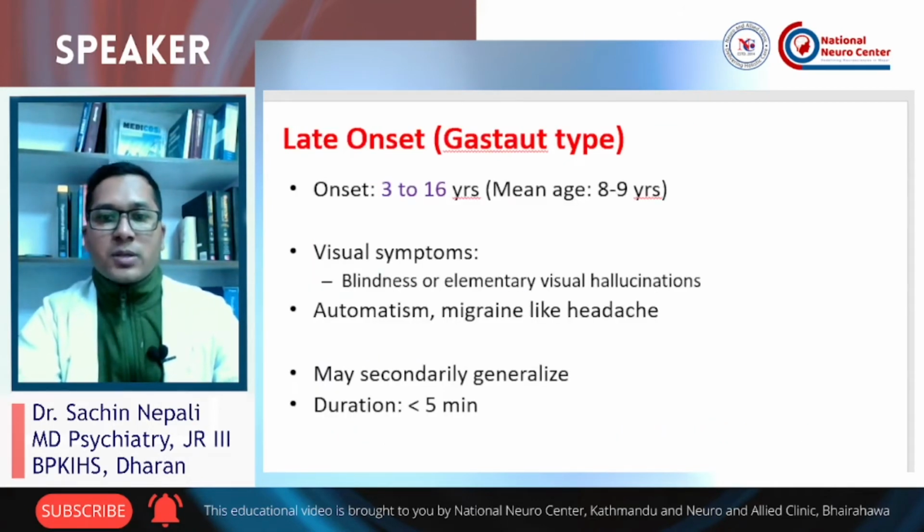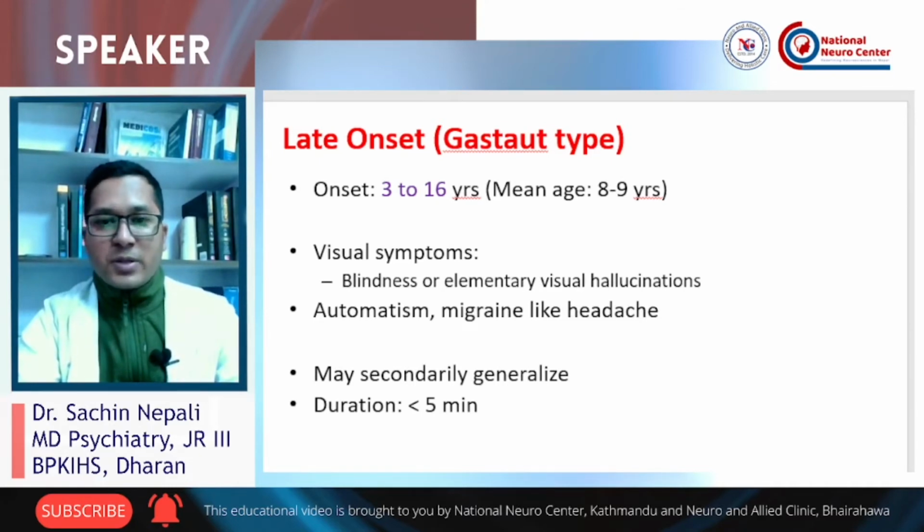Now the late onset benign childhood occipital lobe epilepsy: onset is around 3 to 16 years, and mean age is from 8 to 9 years. In this late onset type, visual symptoms are more common, that is blindness or elementary visual hallucination. In early onset, we had discussed that the autonomic features are common, but in the late onset, visual symptoms are most common, and other features are automatism, migraine-like headache, and later this may secondarily generalize too.